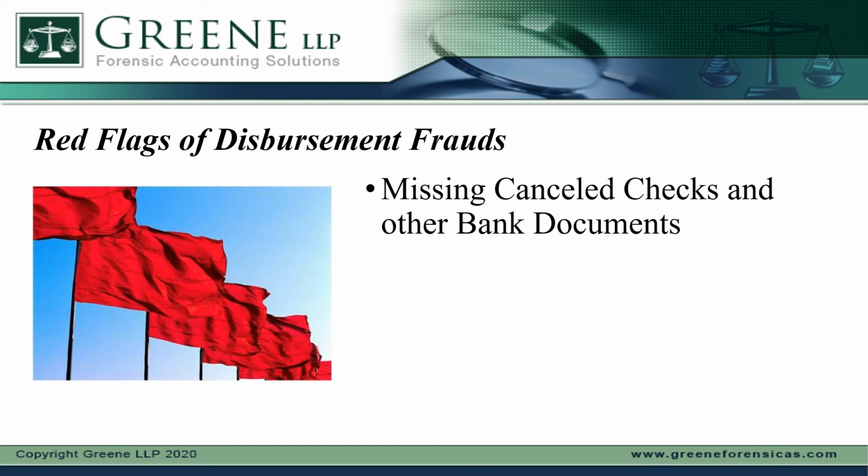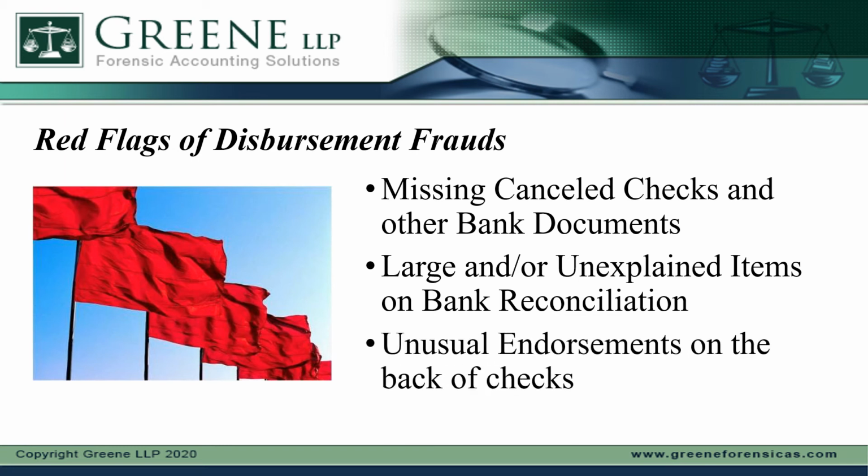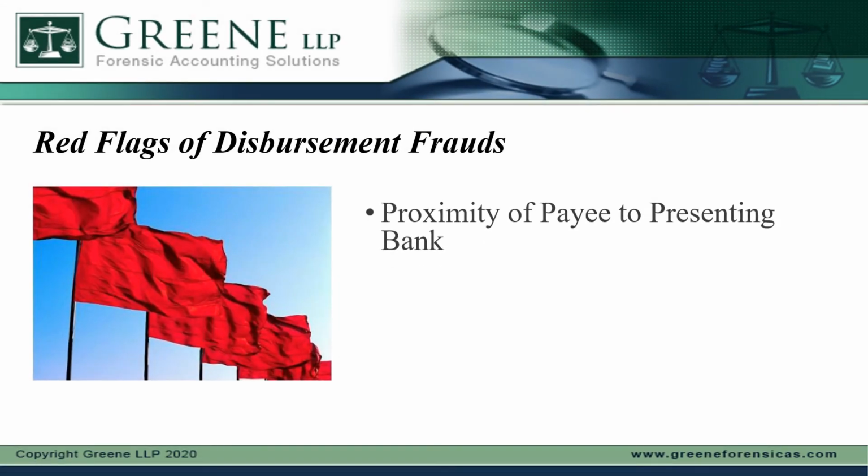Missing canceled checks and other documents. It's one of the more common red flags. You simply want to have the fraudster destroy the evidence. Bank reconciliations are fairly straightforward and should not have a large number of unusual or unexplained items. When checks are intercepted, they often have to be endorsed to be negotiated. Look for handwritten endorsements and/or other unusual endorsements on the checks.